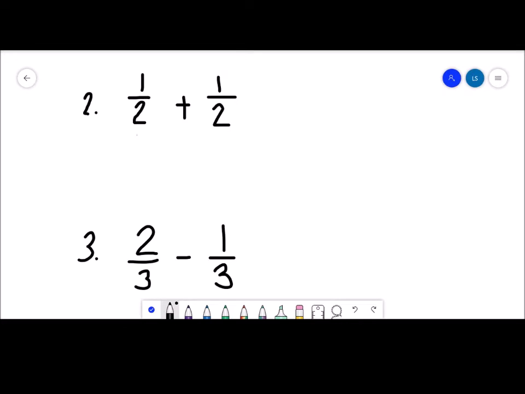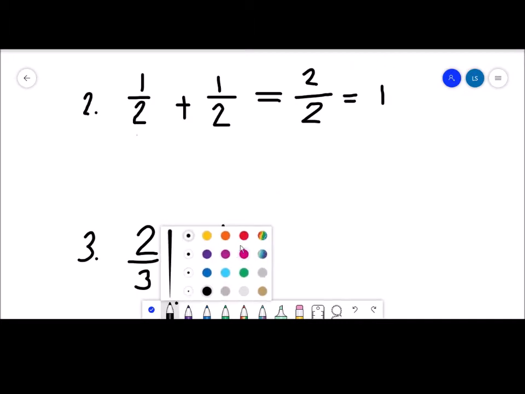Okay, for number 2, we have 1/2 plus 1/2. So let's write our solution. So we have the equal sign and then the fraction line. First step is add the numerators. So 1 plus 1 is 2. Next, we have to copy the denominators. So that is 2. And still, we can simplify this expression by using division. So we have to divide the numerator by the denominator. So 2 divided by 2 is 1. Logically, ang kalahati, pag nilagay mo ng kalahati, ay magkakaroon ng isang buo.